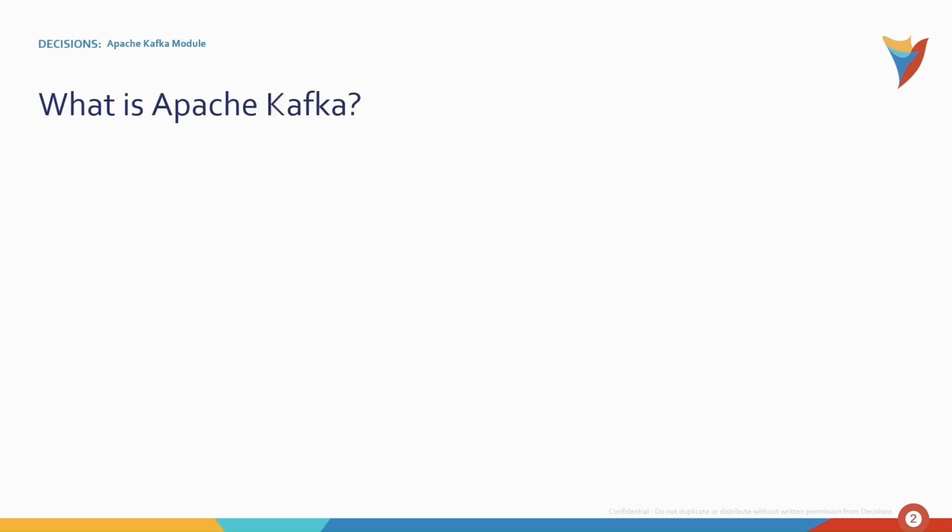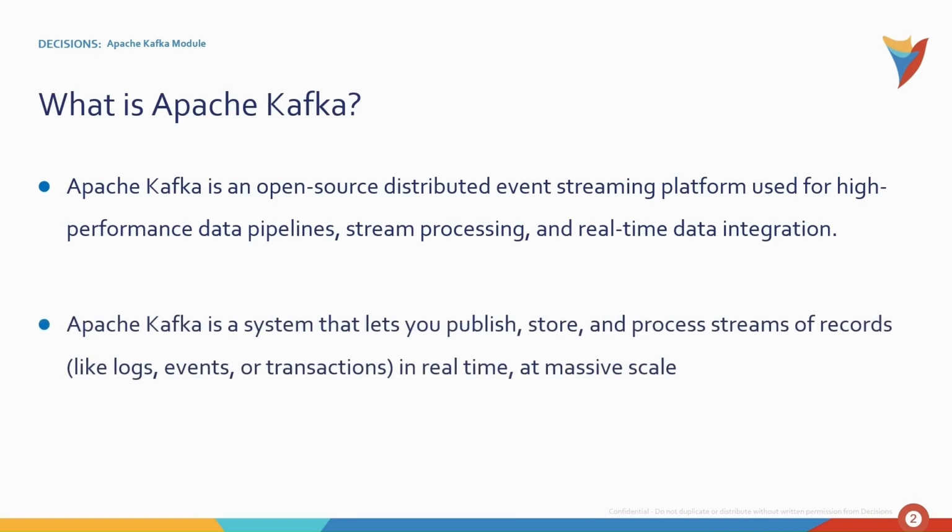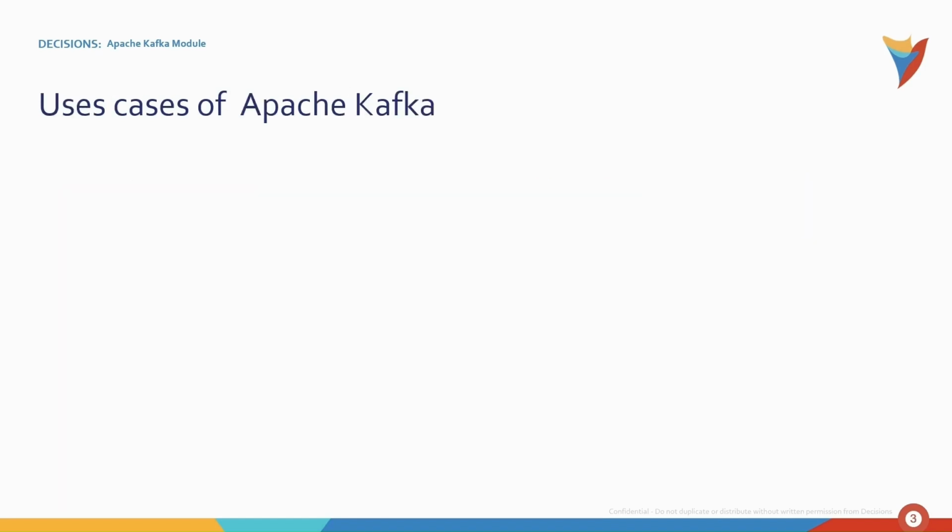What is Apache Kafka? It is an open source distributed event streaming platform used for high performance data pipelines, stream processing, and real time data integration. It is a system that lets you publish, store, and process streams of records in real time at a massive scale. Use cases of Apache Kafka.